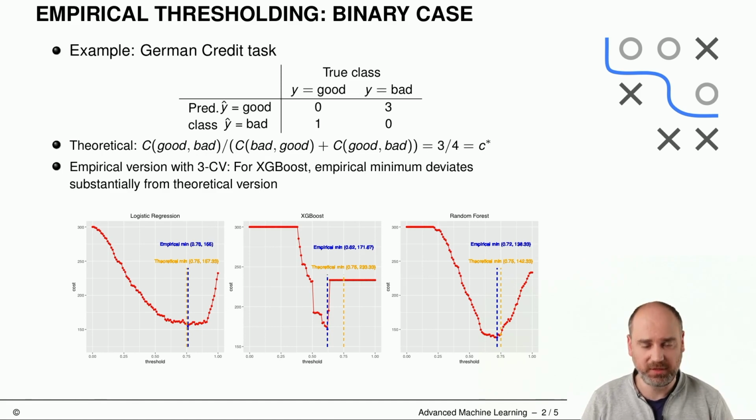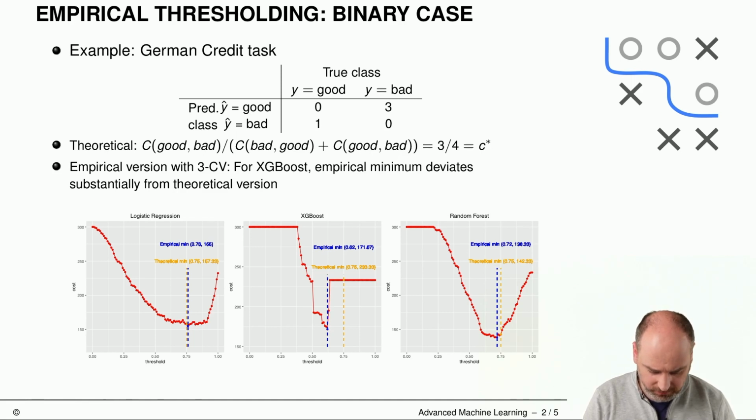I've brought you here a couple of examples also to discuss how well the theoretical threshold might work if we compare this against now our empirical thresholding procedure. So here we've taken the very, very well-known German credit data set. This actually comes with a provided cost matrix. So the task comes with this cost matrix here. So we have a 1 here and a 3 here. And we can now compute the theoretical threshold with our given formula.